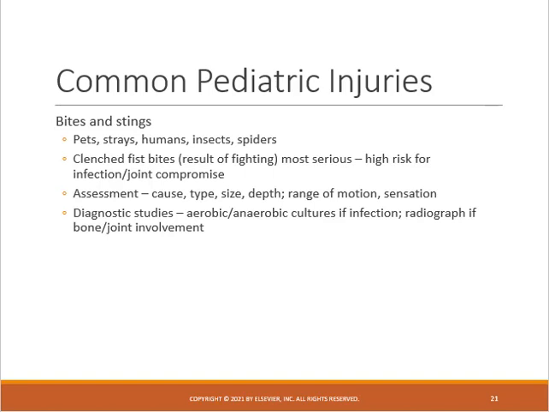Next, let's talk about some bites and stings. These can occur from stray animals, from pets, humans, insects, spiders, etc. You're going to want to assess for the cause, the type of the bite, the size, the depth, sensation after the bite or the sting, and any changes in range of motion. If there's a concern for infection, then you may want to do aerobic and anaerobic cultures. And if the area is involved with a bone or a joint, then doing x-rays may be needed.